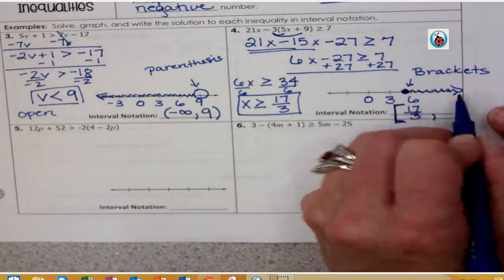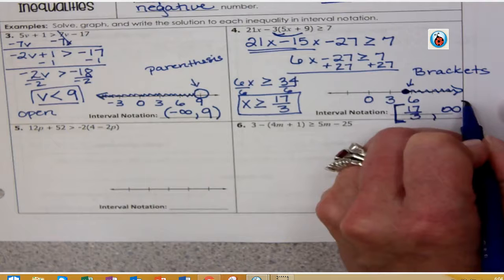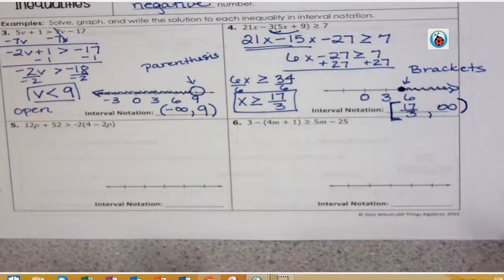Then this goes on and on and on to infinity. And you always use a parenthesis to include infinity because infinity is not a number, it's a concept. And so it cannot include the number infinity. That doesn't exist. All right.